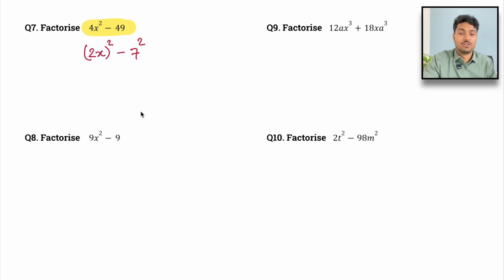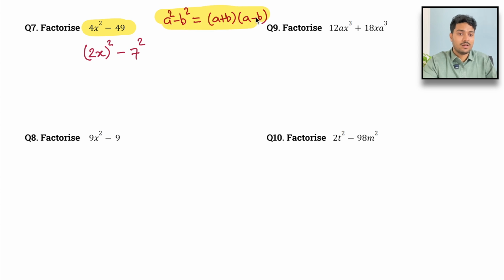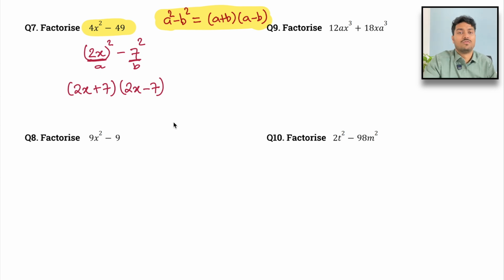Yes, it is possible. So now we can use the identity a squared minus b squared. The expansion of a squared minus b squared is (a plus b) multiplied by (a minus b). So this identity we have to use here to expand this expression. The whole first term will work as a, and the whole second term will work as b. So we can write (2x plus 7) and (2x minus 7) using the identity, and this will be the factor of 4x squared minus 49.